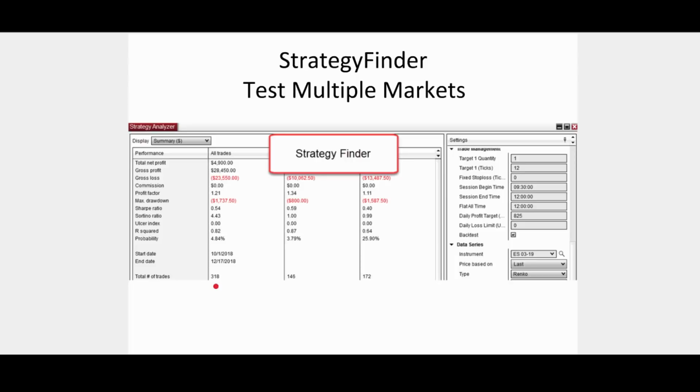Try doing that manually. It's very, very difficult, and more than likely you'll give up before you really do an adequate test. So I'll just take you through some of the different things you can do with this tool.